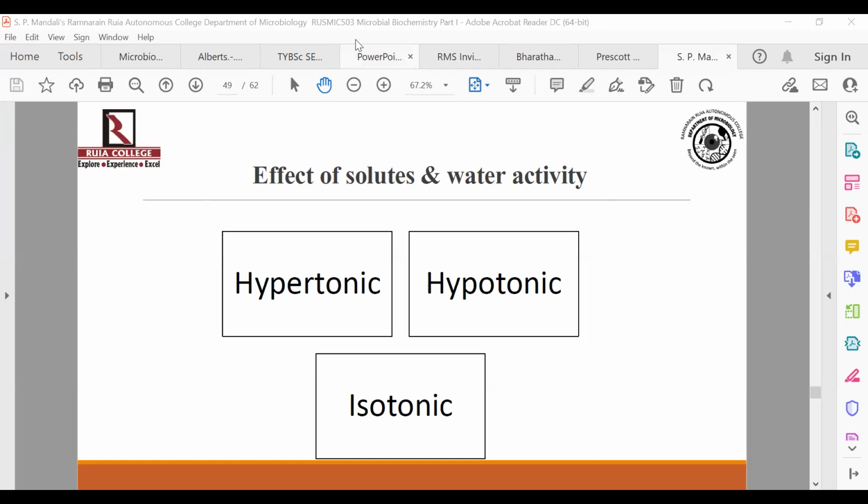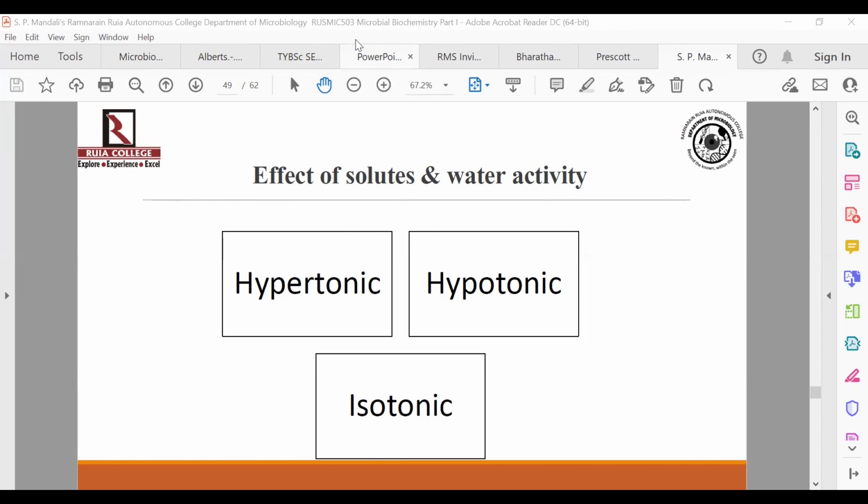Sanskriti, can you please unmute yourself and tell me what is a hypertonic solution? Yes, sir. In a hypertonic solution, the solute concentration outside of the cell is very high. Very good, excellent. Anyone who can tell me what is a hypotonic solution?